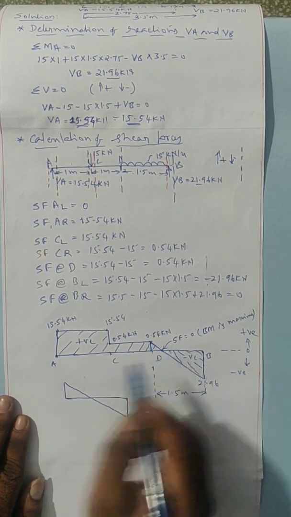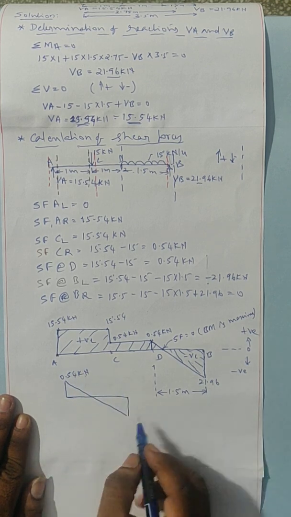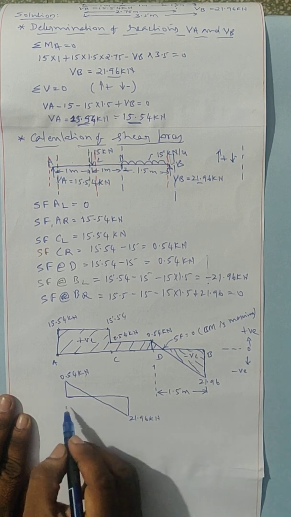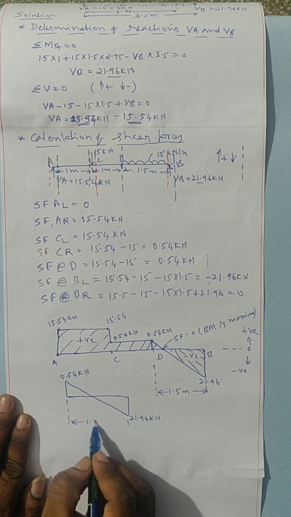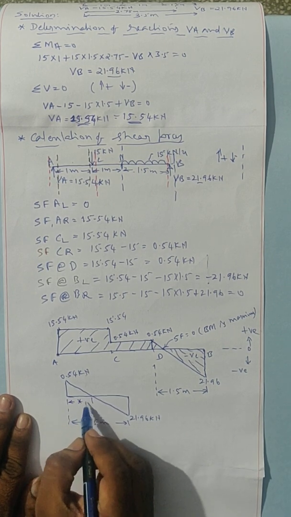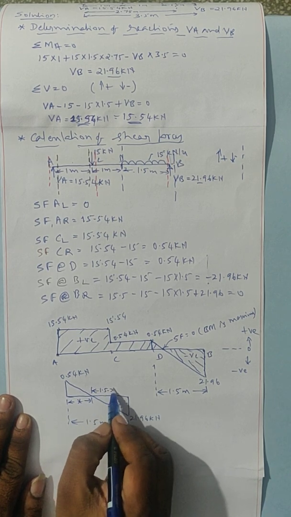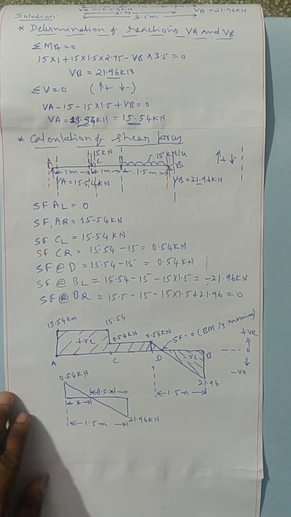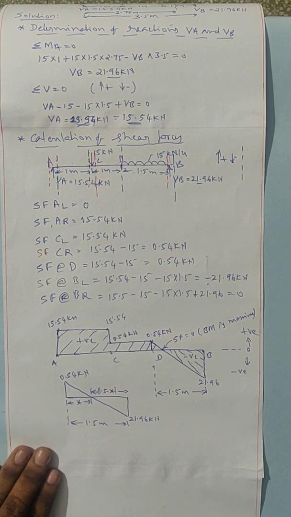See, this value is 0.54 kilonewton. This value is 21.96 kilonewton. The total distance is 1.5 meter. This distance is x. Then the remaining distance will be 1.5 minus x. From similar triangle property, it is possible to calculate this x distance.